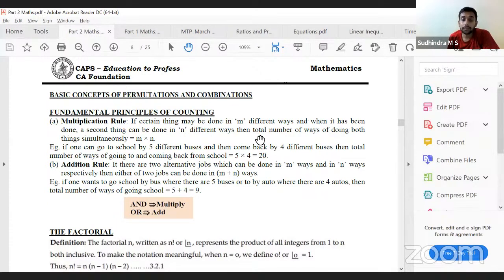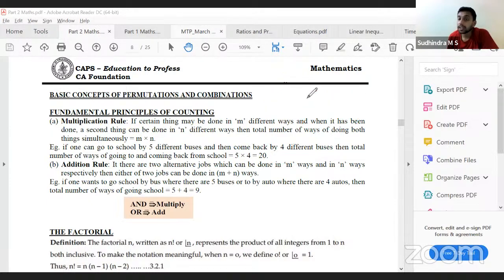So we have something called the multiplication and addition rule. The multiplication rule says if a certain thing can be done in m different ways, and a second thing can be done in n different ways, then these two can be done in m into n different ways. So if we can go to school in 5 different buses and come back in 4 different buses, then we can have 5 into 4, 20 different combinations.